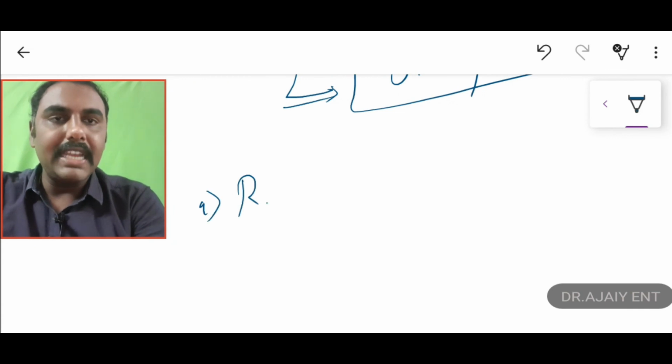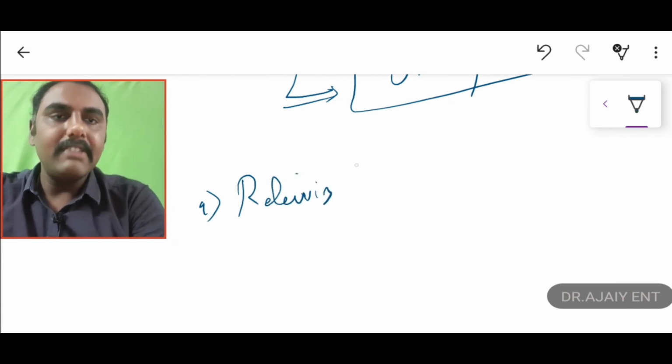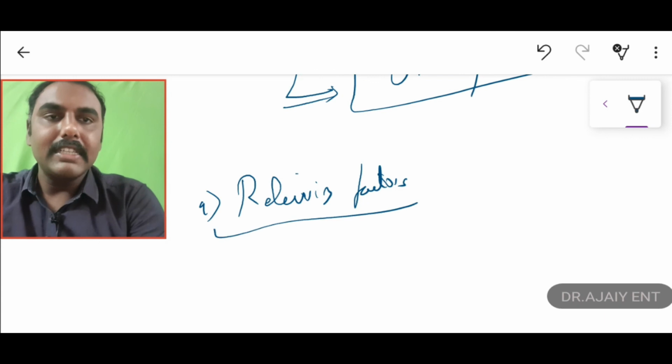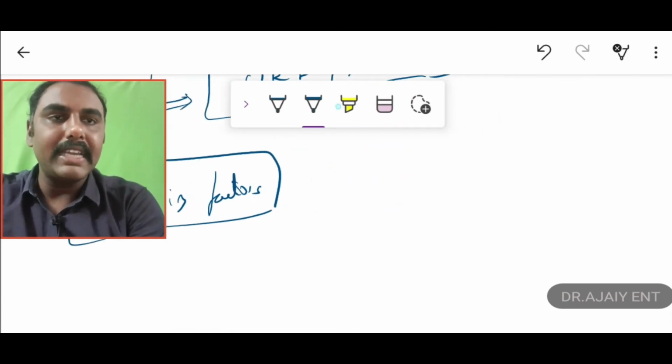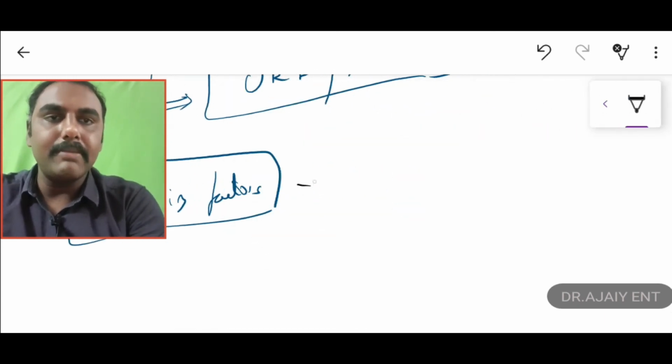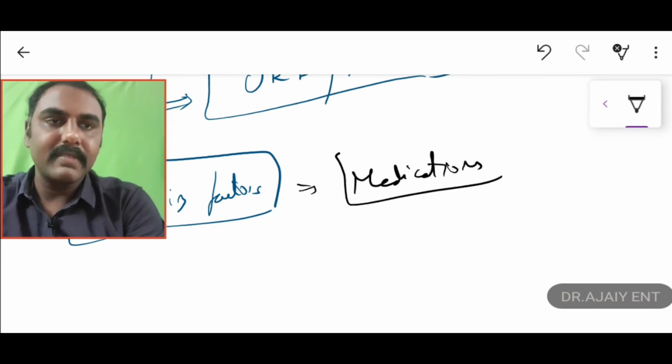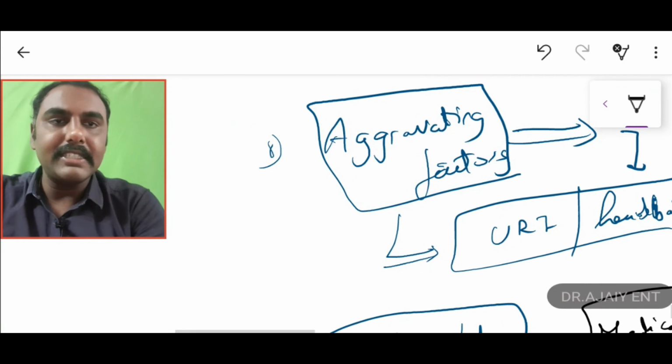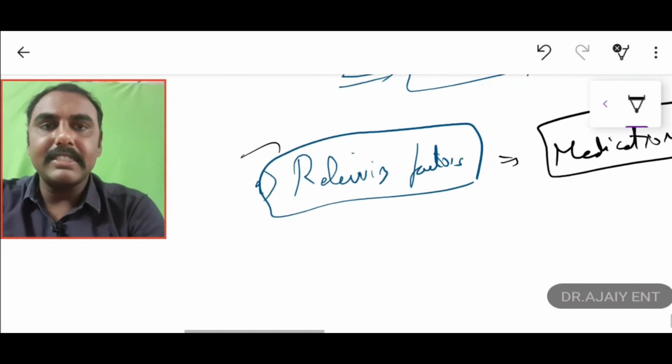And what are the relieving factors? Relieving factors, mostly the patient goes to a doctor and takes some medications. Okay, the medications will be the relieving factors. So aggravating factors, relieving factors, right?